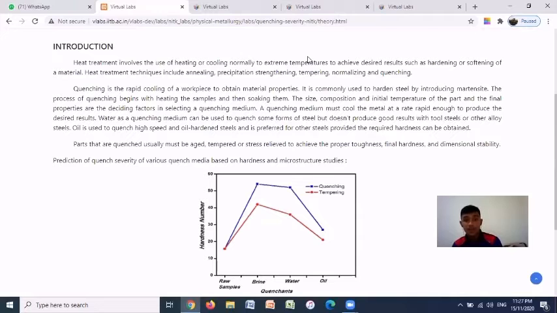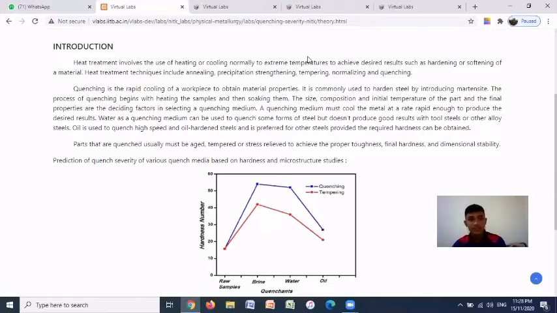Quenching is the rapid cooling of a workpiece to obtain material properties. It is commonly used to harden steel by introducing martensite. The process of quenching begins with heating the sample and then soaking them. The size, composition, and initial temperature of the part and the final properties are the deciding factors in selecting a quenching medium. Quenching medium must cool the metal at a rate rapid enough to produce the desired result.